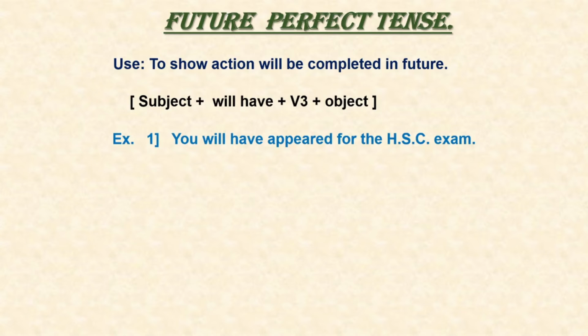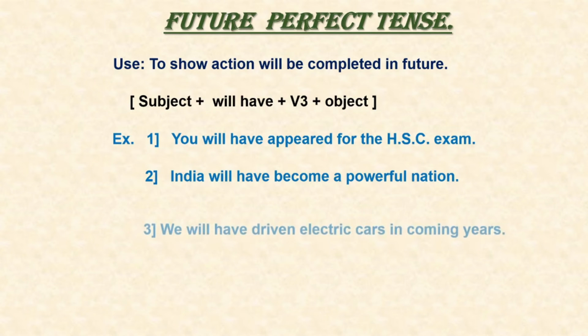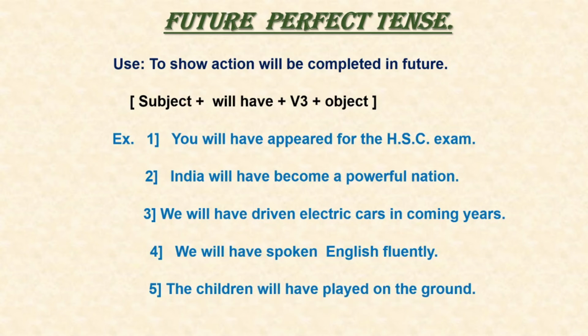If I write here after the exam in March, so of course the appearing for the exam, the action will be completed in March. Second one, India will have become a powerful nation. Becoming a powerful nation, this action will have been completed in future. Third one, we will have driven electric cars in coming years. Fourth, we will have spoken English fluently. And the last one, the children will have played on the ground. Again here you can see the formula and the subject.